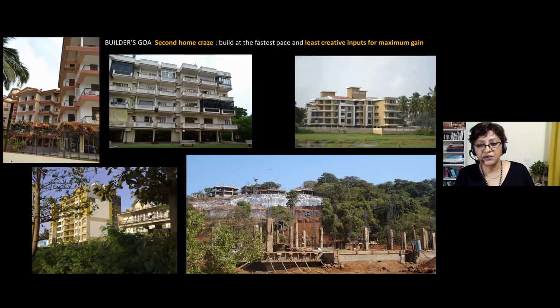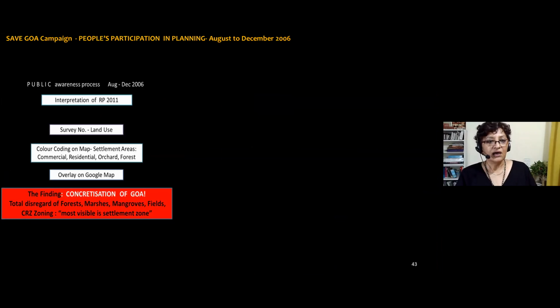All of this really culminated in 2006 when the regional plan came about, and this was inviting participation from the citizens' objections. It was in August in an architect's office that we started looking into the survey and land use, color coding on maps: settlement areas, commercial, residential, orchard, forest, and overlaid it on Google Map. And the finding was concretization of Goa. Total disregard of forest, marshes, mangroves, fields, and most visible was the settlement zone.